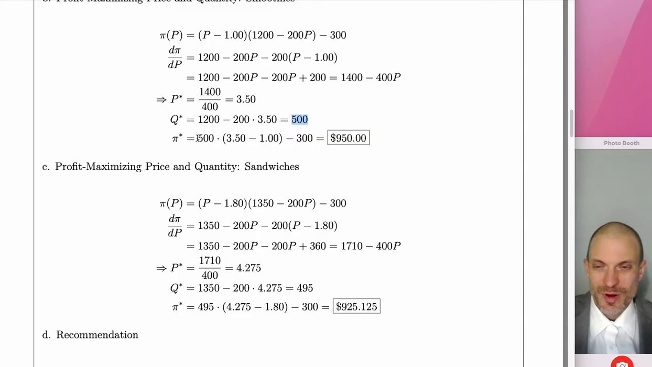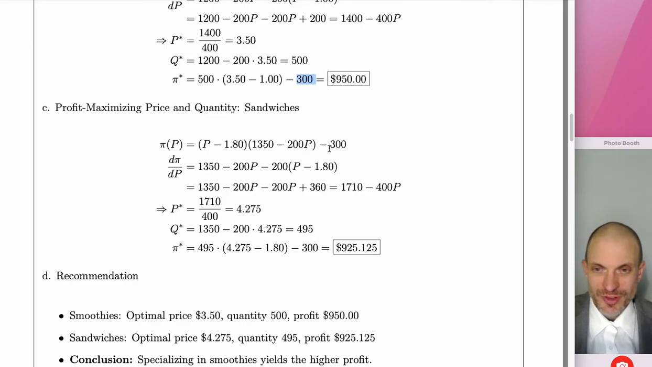So here I just went right back, and this was the quantity times $3.50 minus $1. That's the price minus marginal cost part, minus the fixed cost. Okay, $950. We did something really similar for sandwiches. Again, this is price minus marginal cost times quantity minus 300.